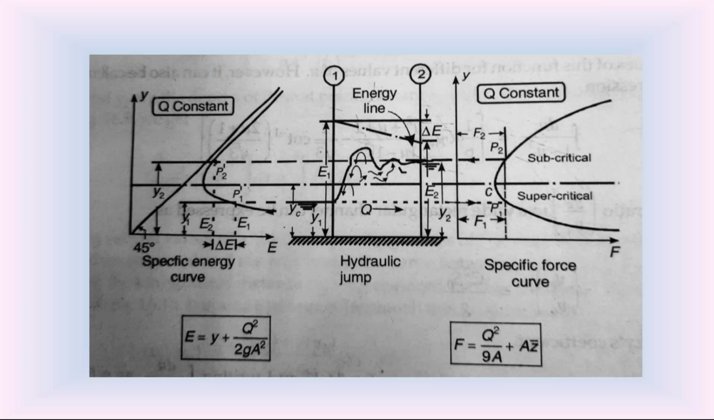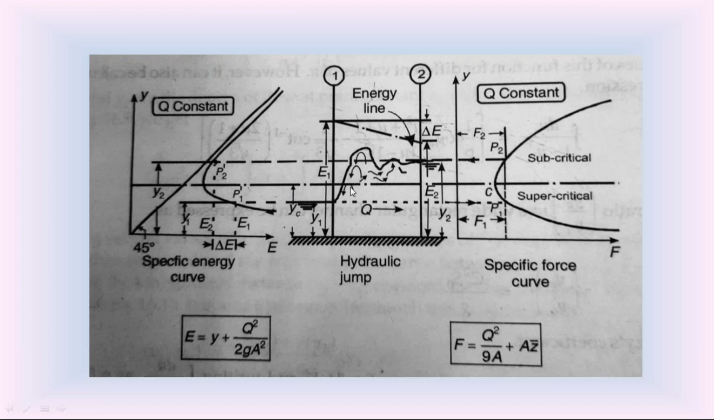So we consider the specific force on x-axis and the depth of flow y on y-axis, and from equation 5, we got this graph. This is the graph we obtained from equation 5, the specific force curve. In this specific force curve, the specific force becomes minimum. This is the minimum value. The specific force is minimum at one particular depth known as the critical depth yc.